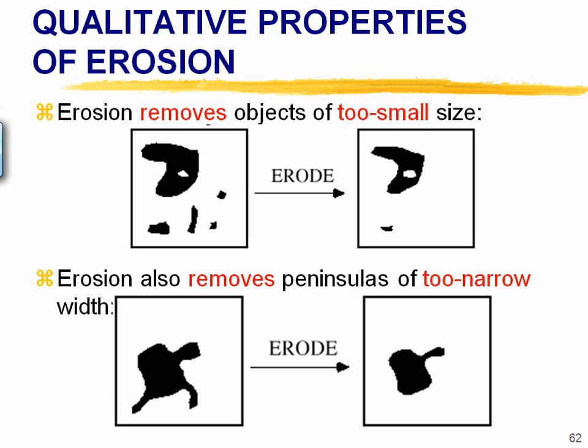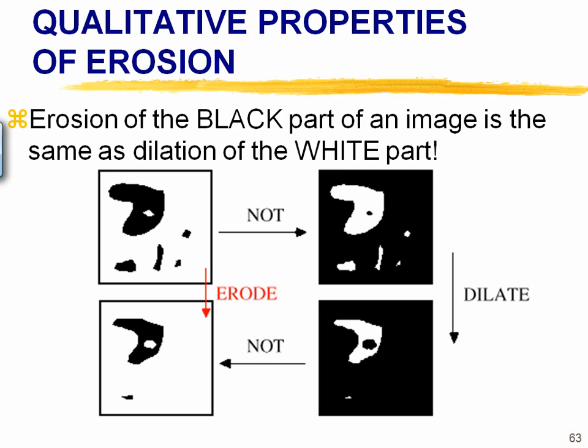Erosion, on the other hand, will basically remove objects that are very, very small in size. At the same time, it will also remove any peninsulas, so anything sticking out of the object will also get eroded. If it's minor, we'll get rid of it. So it's a shrinking effect. Again, erosion can be thought of as a dual operation to dilation. So you can NOT everything, perform dilation, NOT again, and you'd get back to the result of an erosion operation.